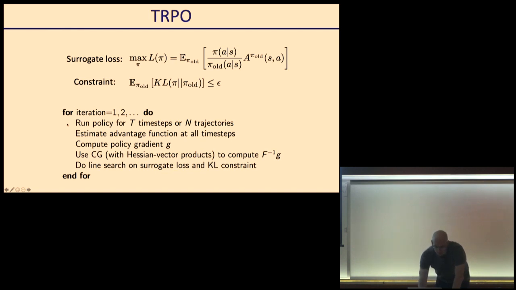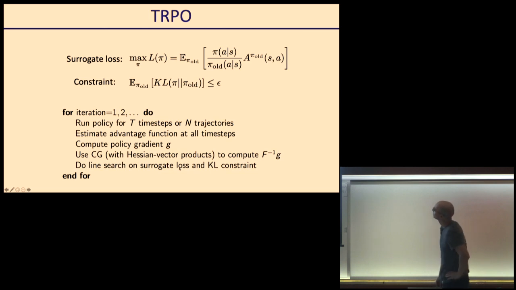Full algorithm: run the policy for t time steps or n trajectories, and estimate the advantage function, which we know how to do. It's essentially the sum of rewards from that state onwards minus the value function. Then compute the policy gradient, which we know how to do, or you can put in that surrogate loss objective, depending on what you do. Then you can run conjugate gradient to optimize the surrogate loss, or just use the first order approximation. Then we do a line search on the surrogate loss and the KL constraint.